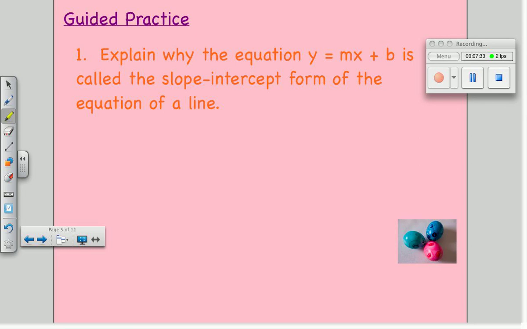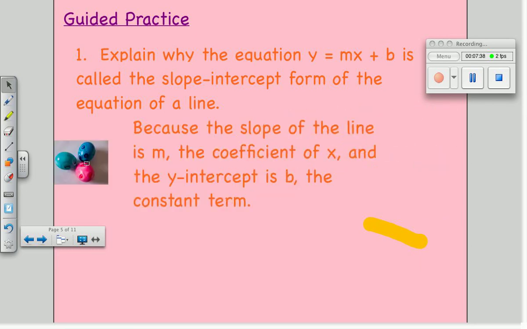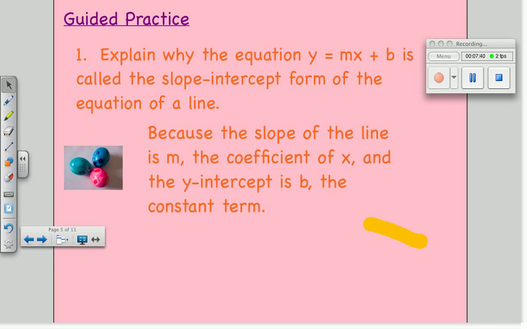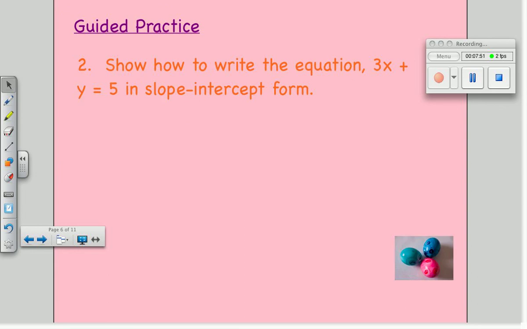Okay. So the slope-intercept form of the equation is: m is the slope, which is the coefficient of x, and the y-intercept is b, the constant term. Okay. Number 2, show how to write the equation 3x plus y equals 5 in slope-intercept form. 3x plus y equals 5.